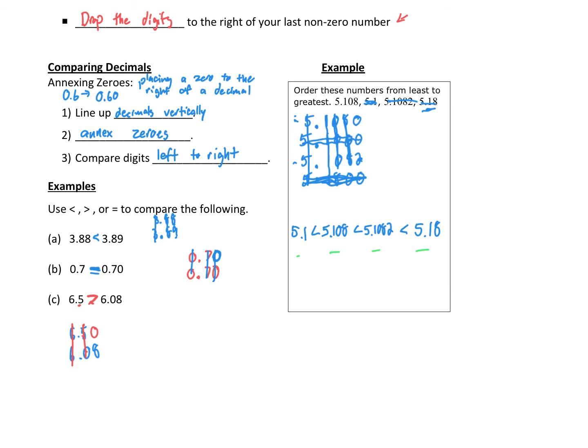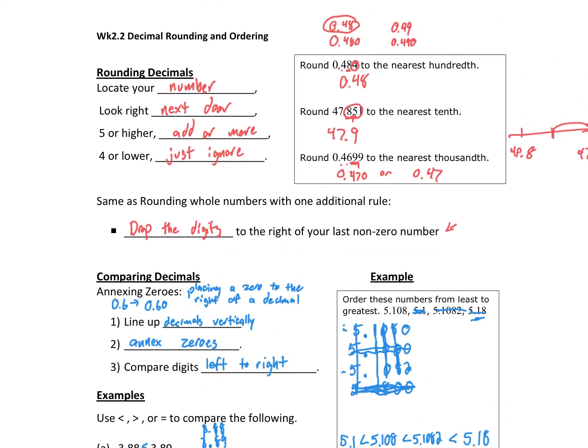All right, in conclusion, today we learned about comparing decimals and we learned about rounding decimals.